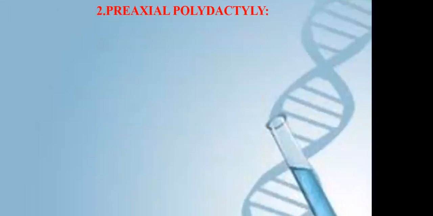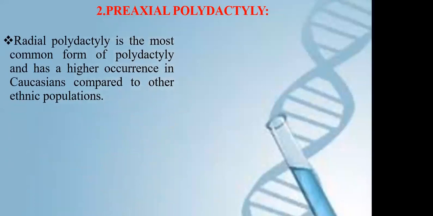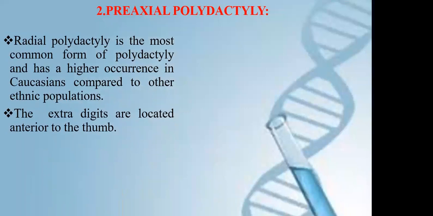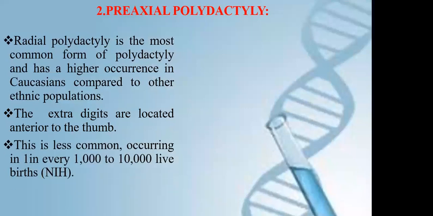So now we are discussing pre-axial polydactyly. It is radial polydactyly, the most common form of polydactyly, and its occurrence depends on the genetic population, meaning Africans and American people have this type of polydactyly. The extra finger is anterior to the thumb. So the thumb contains an extra finger: where the normal thumb occurs, the extra thumb, a small thumb of the same size and shape, will be an outgrowth in this disorder.